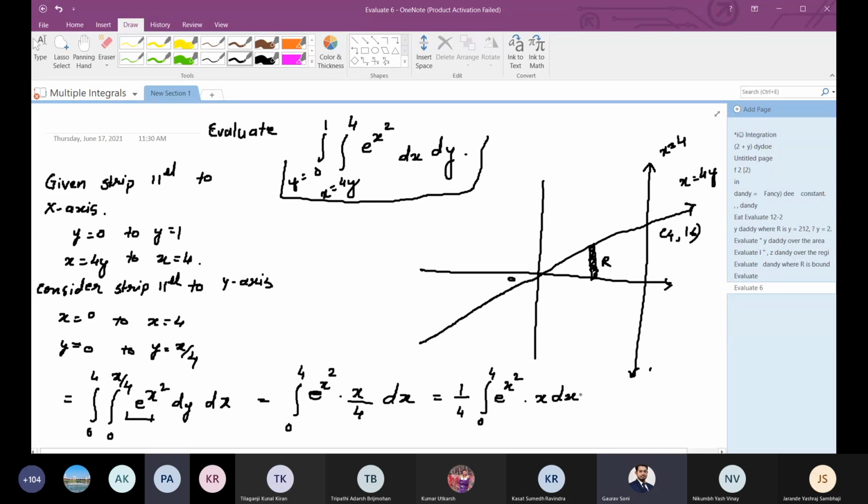Anyone? Put x square equal to t. Exactly. So we'll adjust the derivative of that power in the integrand. So multiply and divide by 2, so this will become 1 by 8, with e to the power x square and 2x dx. When you take the integration of this, I'll have the integration of e to the power x square, limits from 0 to 4. So 1 by 8 in brackets e raised to 4 square, which is 16, minus e to the power 0, which is 1. That is the final answer.